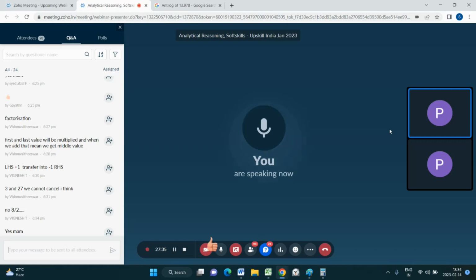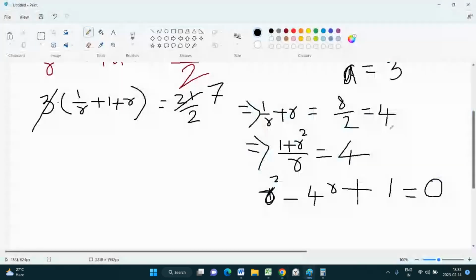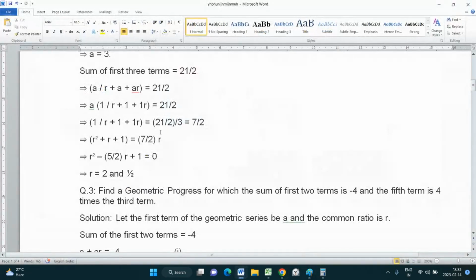You will also get problems like this. Thumbs up, please, from all of you. Very good. So, R square plus R plus 1 is equal to 7 by 2 into R. R square minus 5 by 2 R. They club this R and this R. 7 by 2 R, when it comes this side, it will be minus 7 by 2. So 7 by 2 plus 1 R. There is a denominator, that 2, for that they took an LCM. Taking the LCM, this answer came.